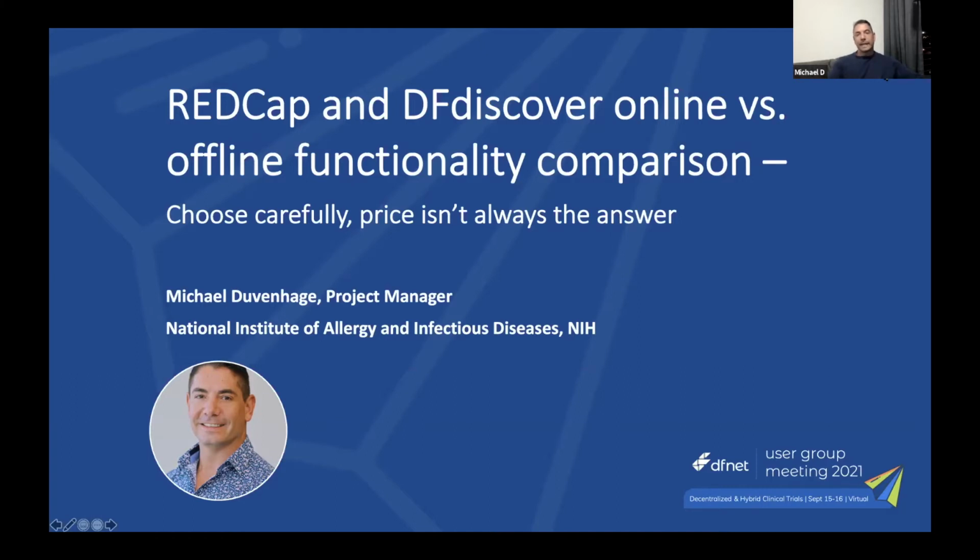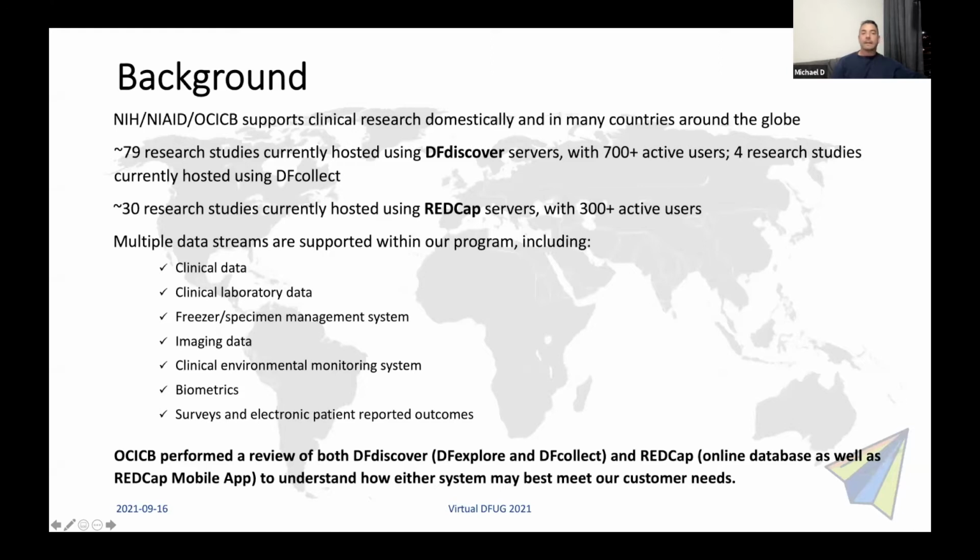So let's have a conversation today about REDCap versus DFdiscover. Just to put this into context, we have about 79 DFdiscover projects that we currently host, about 700 active users, and 4 of those studies are currently hosted in DFCollect. I want to caveat this a little bit because we have archived many projects, so 79 currently, but we have hosted a lot more. For REDCap, it's about 30 projects at the moment with 300 active users.